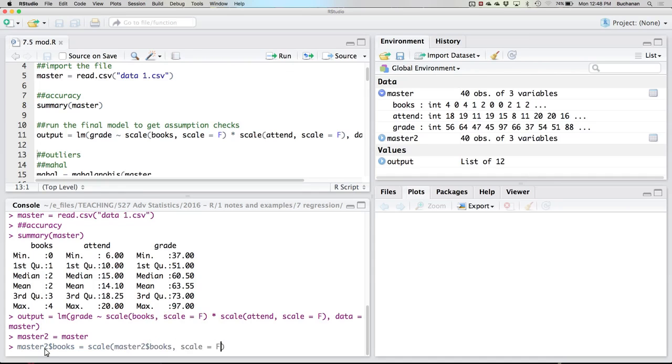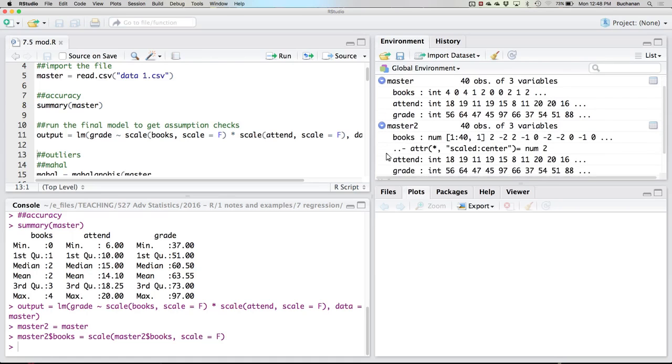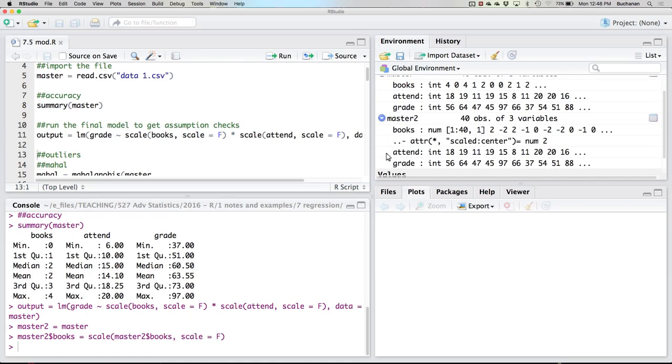All right. Okay, so quick, just proof that nothing happened to the original data set. So when you scale something and save it, it saves how it did it. Scaled center. Okay. It actually tells you what the mean is too. And so let's say I actually z-scored it instead.